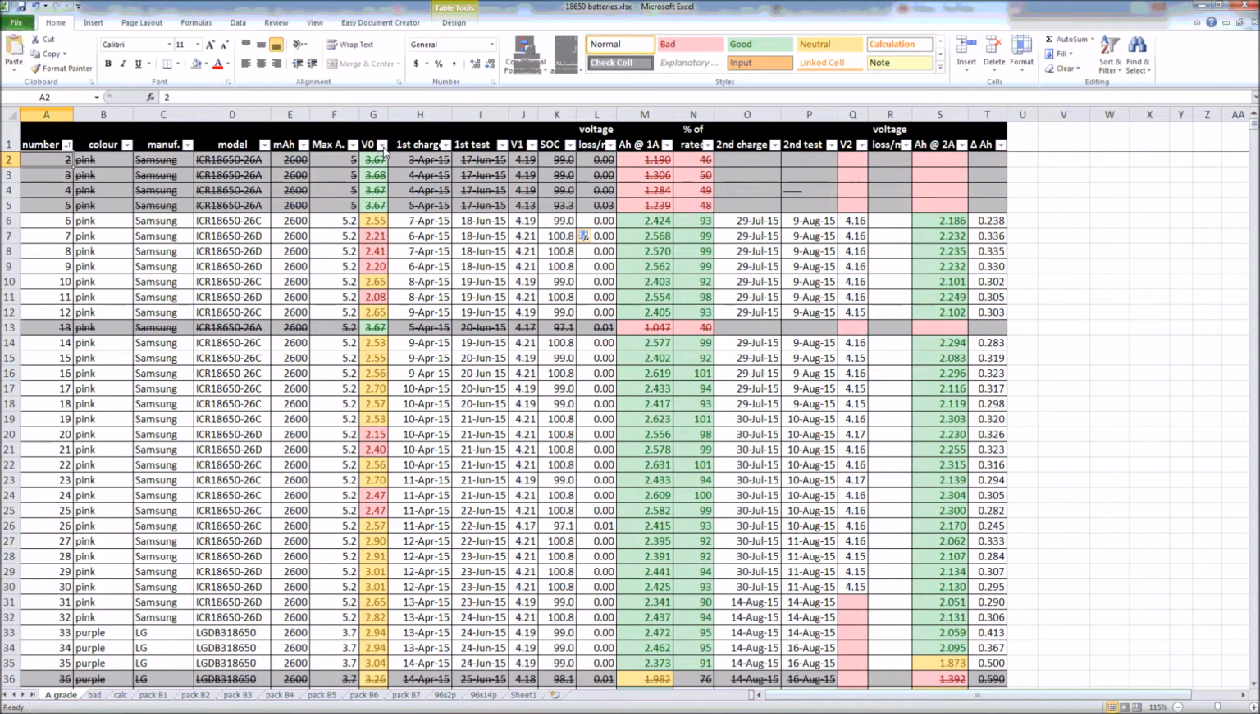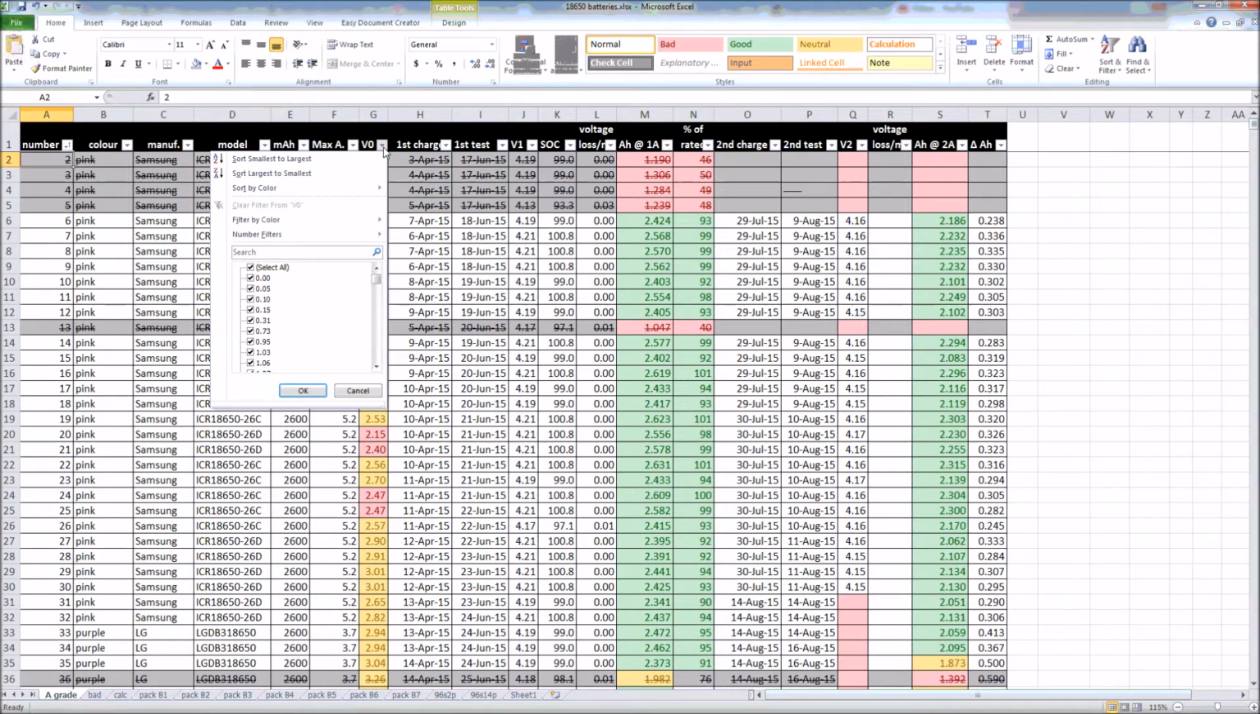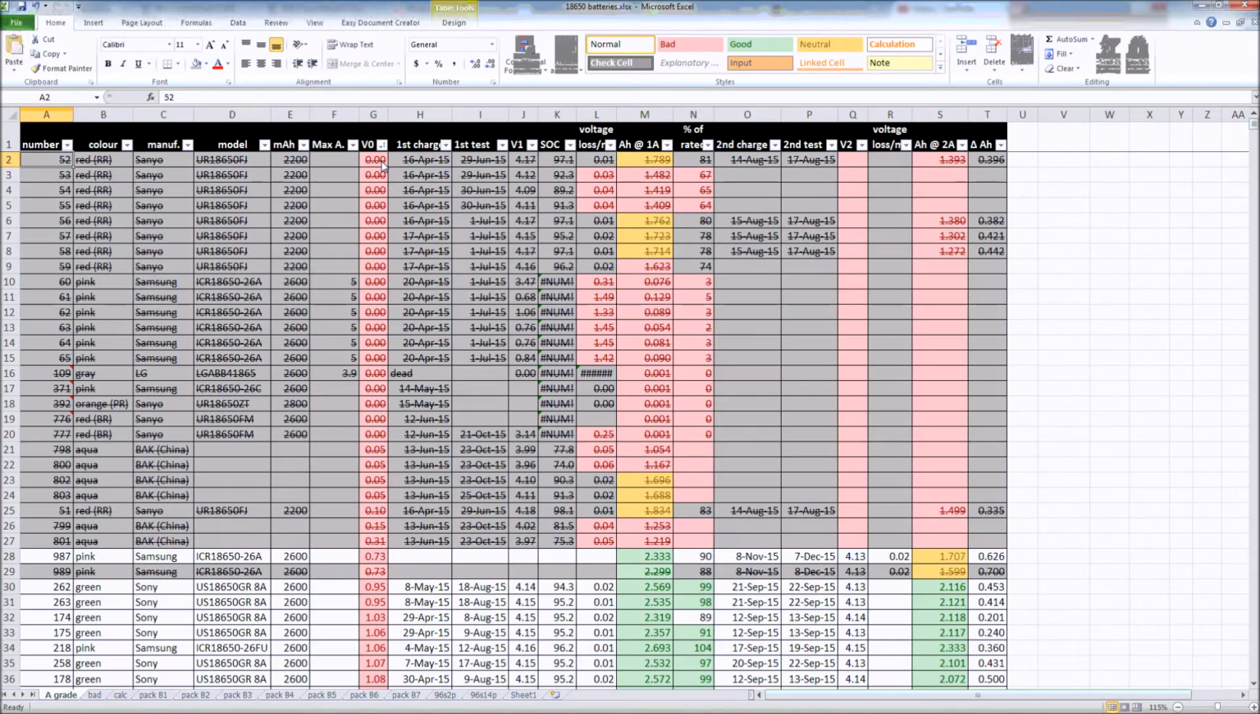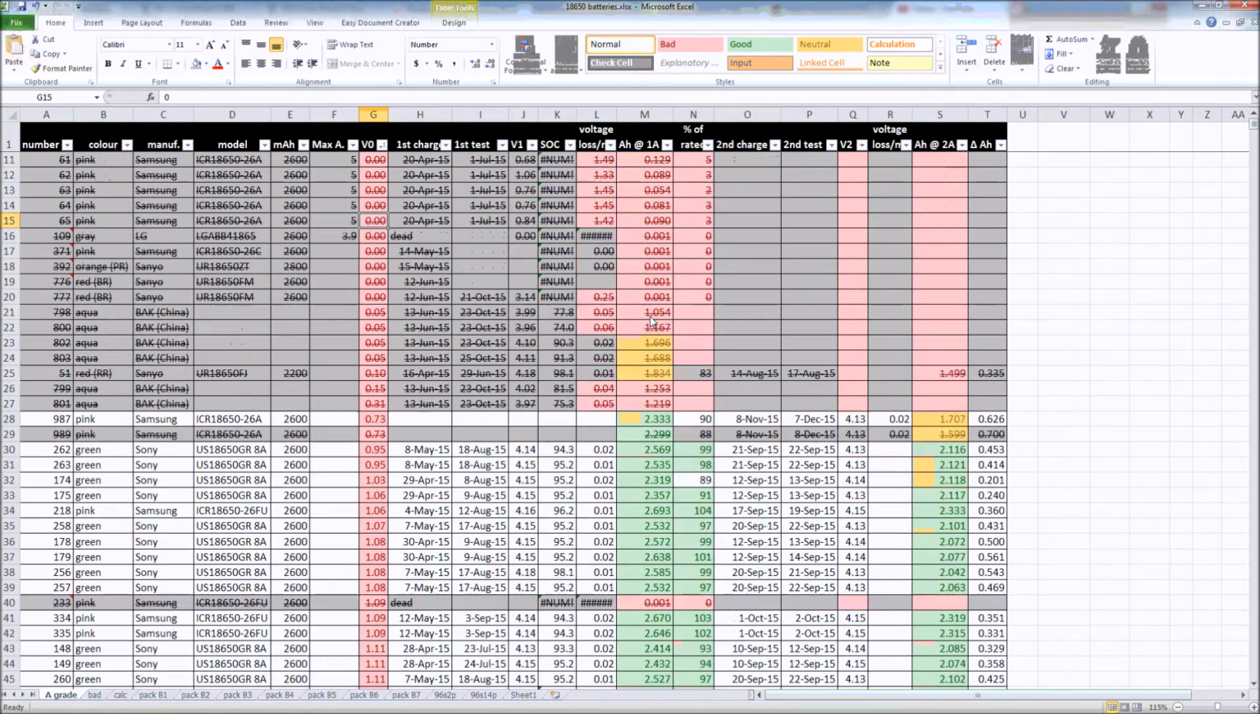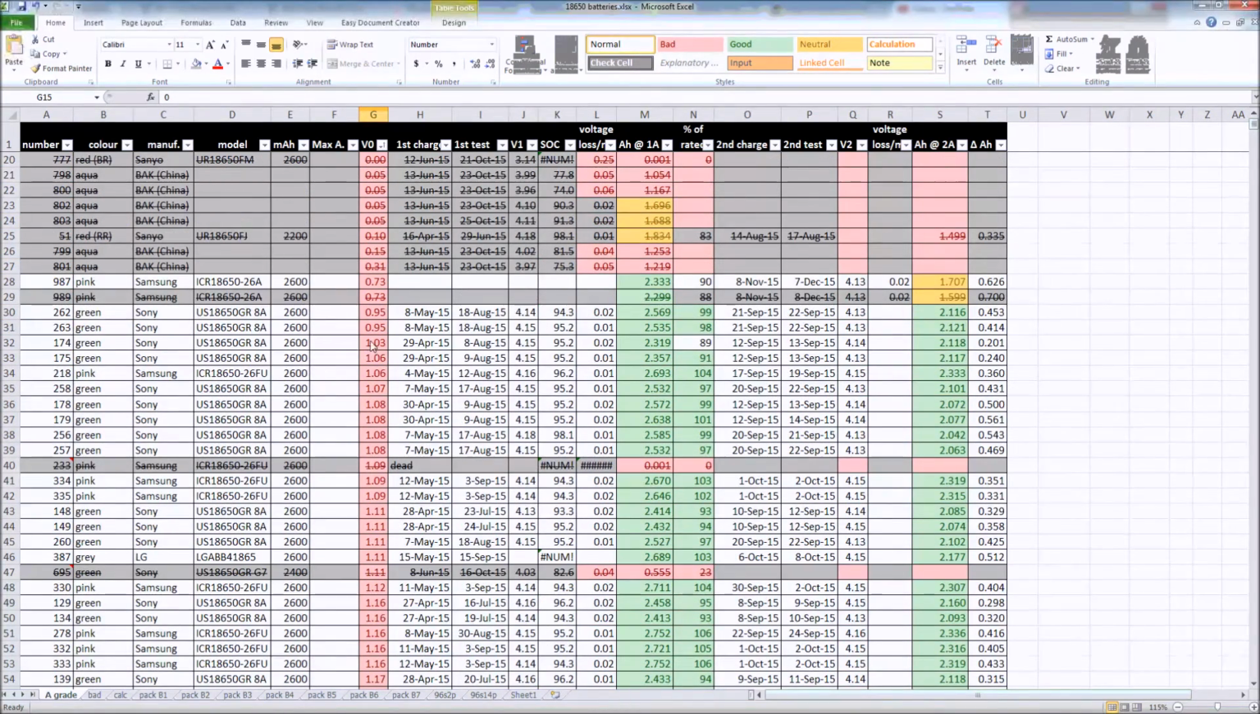Okay, if I do a sort here on the original voltage when they were taken out of the pack, smallest to largest, you'll see that any cell that was at 0 volts, even though I was able to eventually charge them, had very little to no capacity in them. But you can see that quickly I got a cell here that was at 0.73 volts, yet it still had a decent milliamp hour rating.